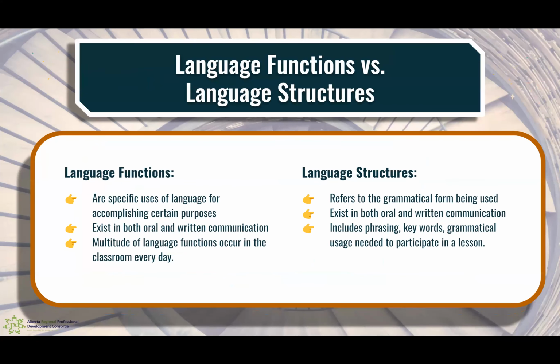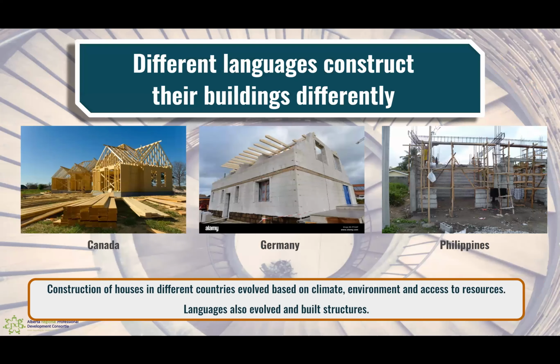And just to highlight that language functions are the specific uses of language for certain purposes. They happen in oral and written communication, and there's a multitude that happen over the course of the day. But the language structures are the grammatical form that's being used. So they include the phrasing, the keywords, the grammatical usage. And again, students are going to try to map what they understand about the different language functions onto what we're doing here in English.